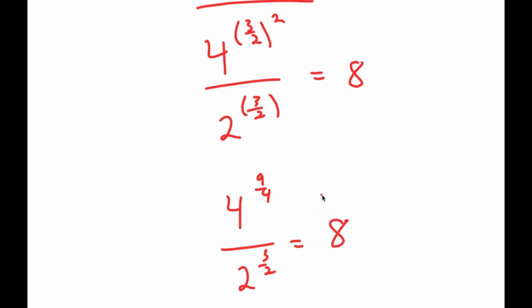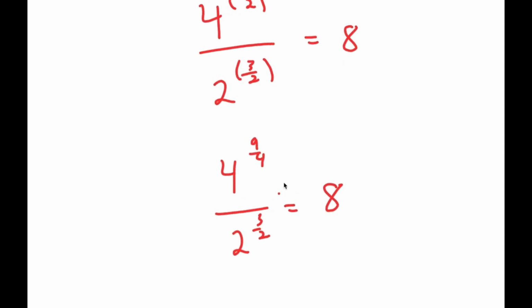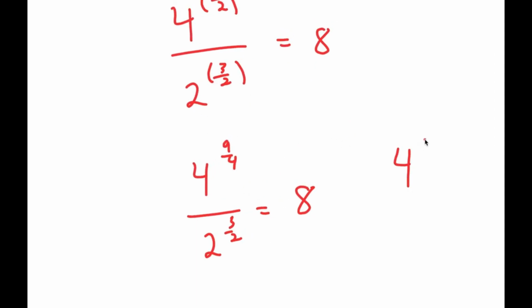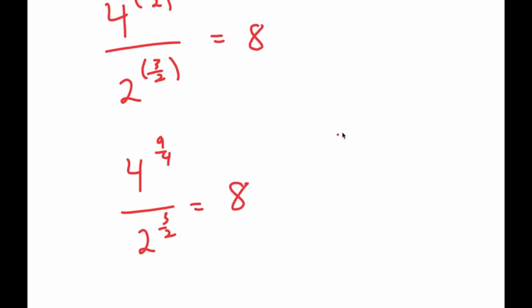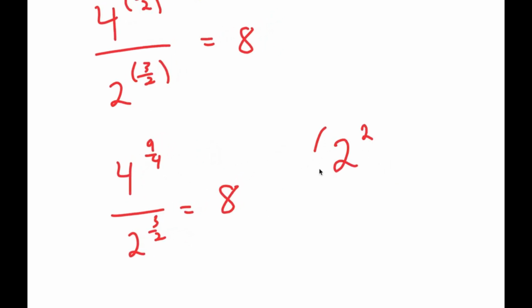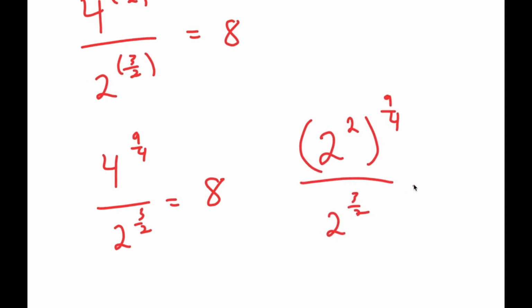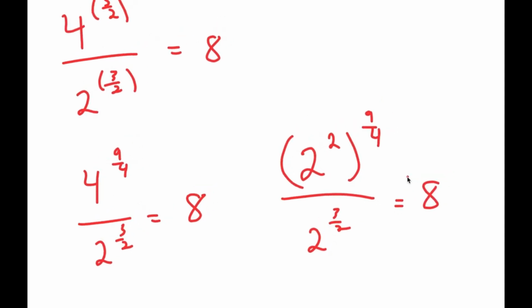So now to solve this, 4 to the power of 9 over 4 is the same thing as 4 to the power of 9 to the 4th root. So what I'm going to do is I'm going to rewrite this as 2 squared to the power of 9 over 4 over 2 to the power of 3 over 2. So now, let me rewrite this over here.